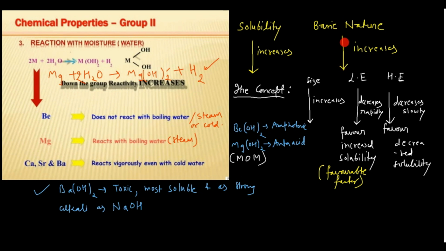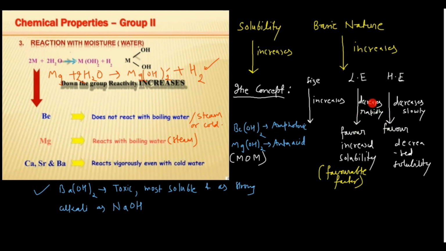And why this happens, you can see here. As we go down the group, we know the size of the metal increases, and when the size of the metal increases, lattice energy rapidly decreases. This I have already explained to you in my last lecture also. But if you haven't seen that particular lecture and you are following this lecture for the first time, then you should remember, down the group lattice energy decreases, okay, and your hydration energy also decreases. So when the size increases, hydration energy decreases, lattice energy decreases.